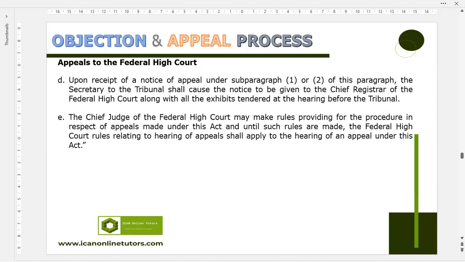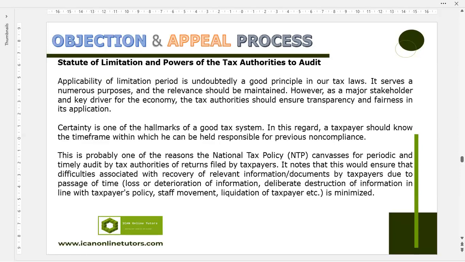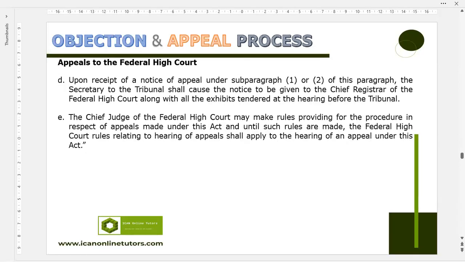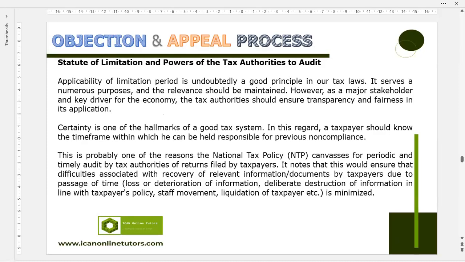The same thing also happens in the Tax Appeal Tribunal. If they are aggrieved, not satisfied with the decision of the tribunal, they go to the High Court, from the High Court to the Court of Appeal, and lastly to the Supreme Court. So the Supreme Court is the apex court we have in Nigeria.